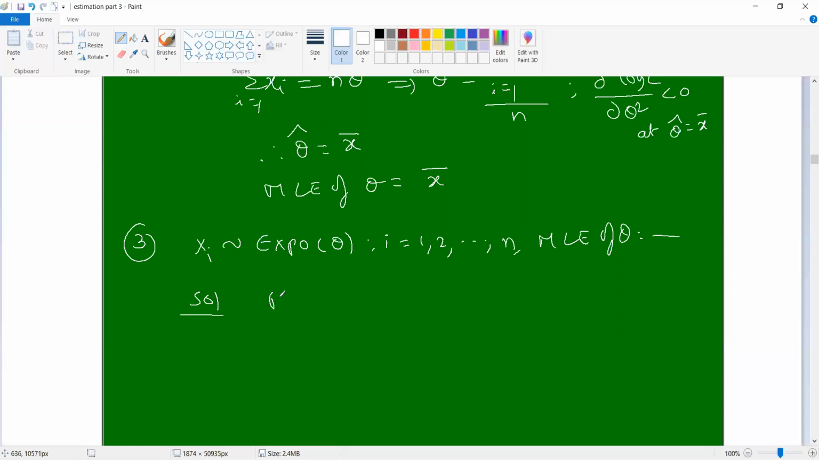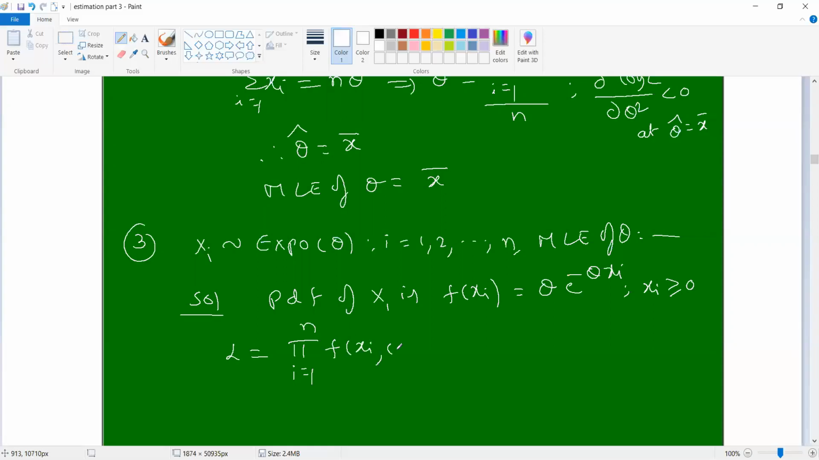Here is the PDF of xi: f of xi is equal to theta into e power minus theta xi, for xi greater than or equal to 0. That is the PDF of the exponential distribution. Now, the likelihood function is the product for i equal to 1 to n of f of xi comma theta, that is equal to the product for i equal to 1 to n of theta into e power minus theta xi.